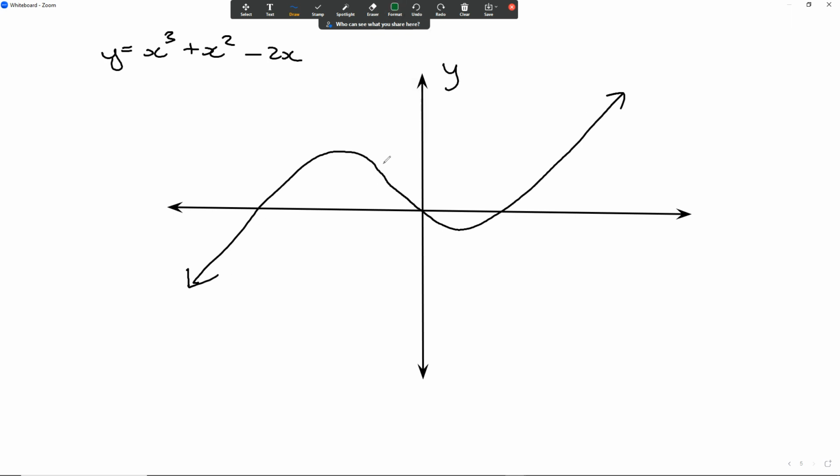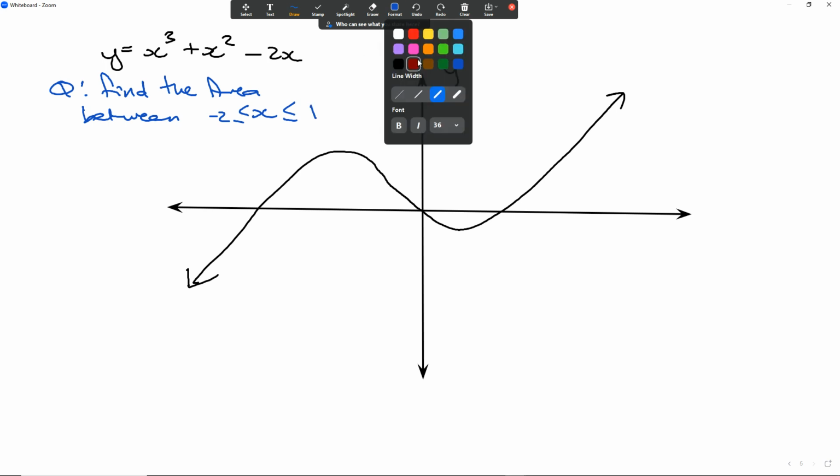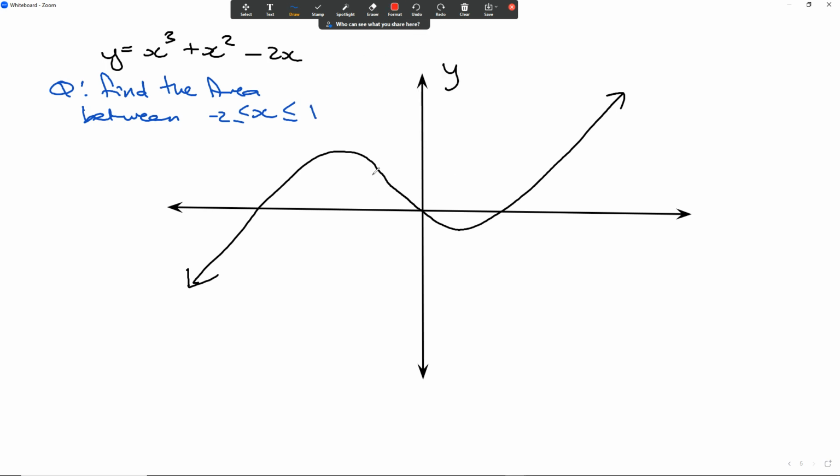Now, the question is saying, find the area between x greater than or equal to negative 2, less than or equal to 1. Okay, so negative 2 is over here, and this is going to be 0, and 1 is maybe somewhere over here. We don't know where it is, right?